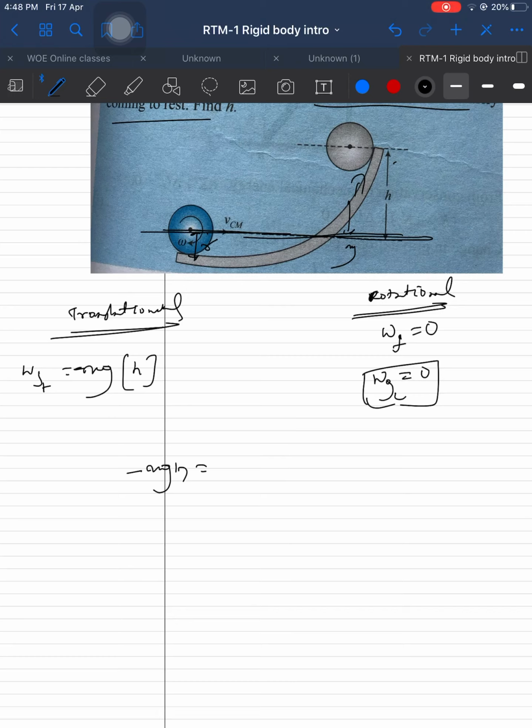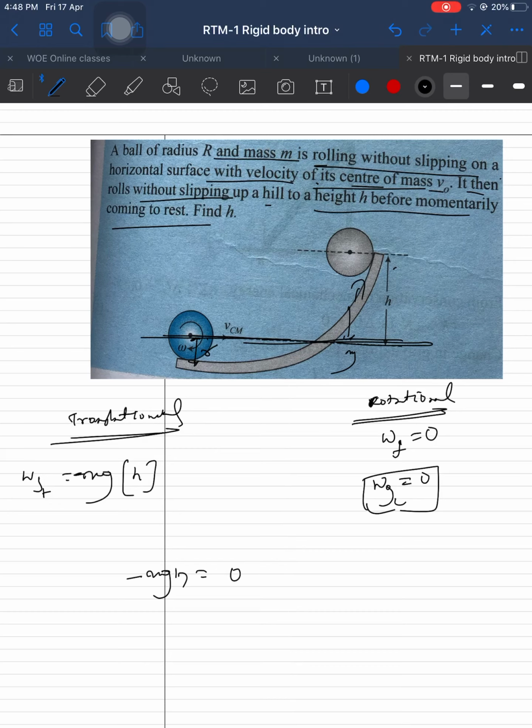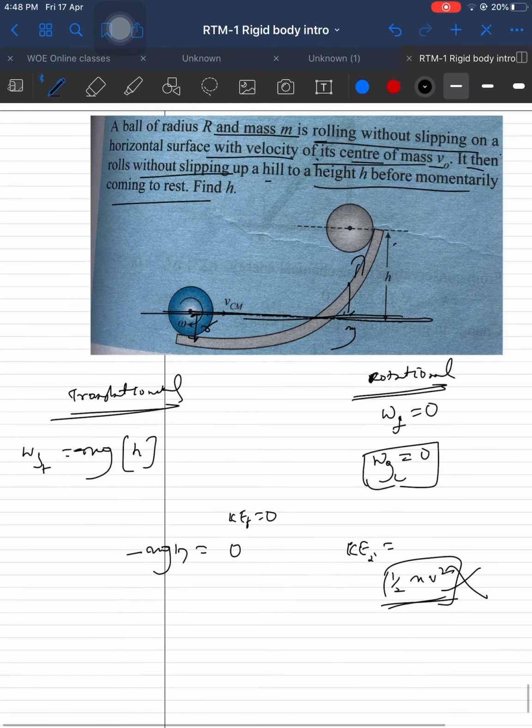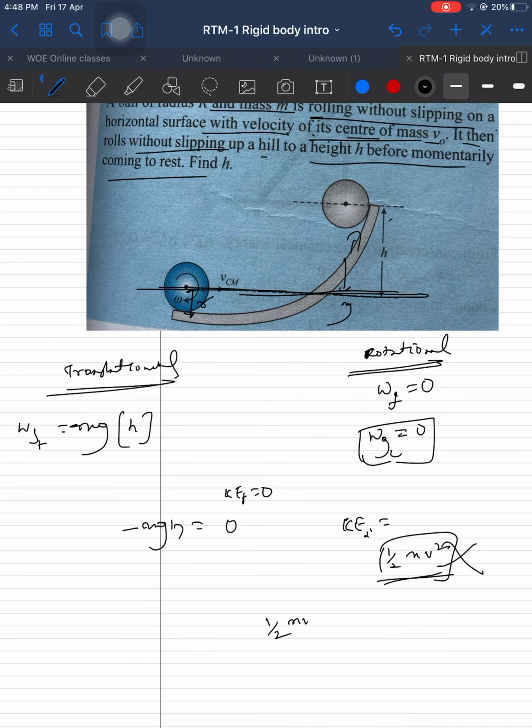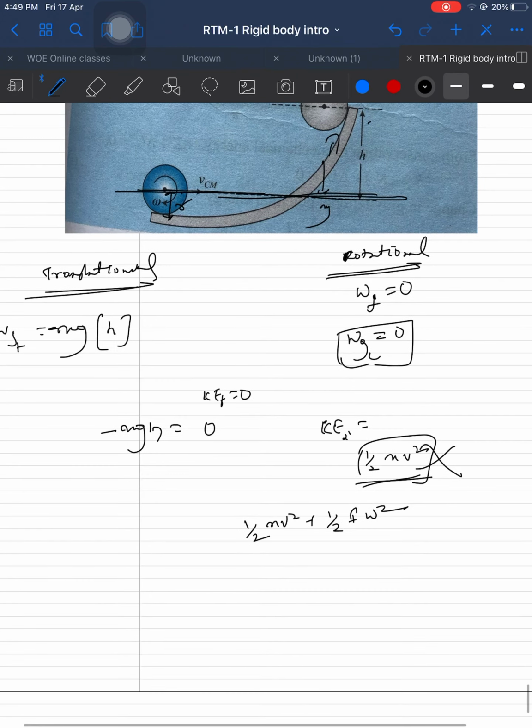Okay, finally when it comes to rest, velocity becomes 0, translational and rotational. So final kinetic energy becomes 0. What is the kinetic energy initially? It has, don't just write it is half mv square, sir. No, if you just write half mv square, it is wrong. It has two components. It is rolling. Remember, these are problems regarding rolling. Half mv square plus half I omega square.